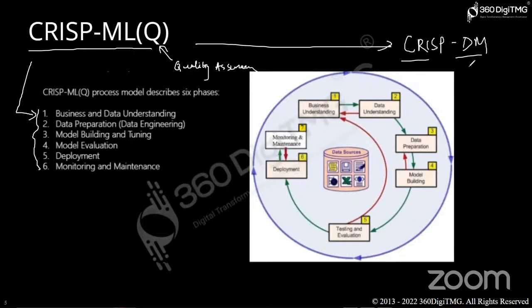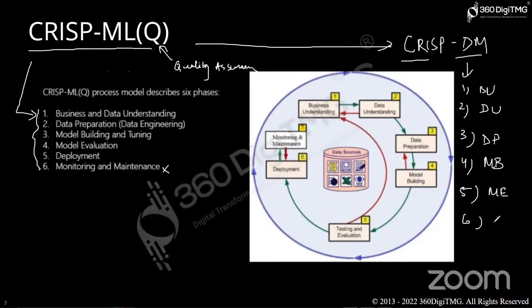Previously there was no monitoring and maintenance step, but this also had 6 steps. The first step here is a combination of the first 2 steps of CRISP-DM. So first was business understanding, second was data understanding, third was data preparation, fourth was model building, fifth was model evaluation, sixth was deployment. Previously we had these 6 steps, and now this has been changed to these 6 steps.